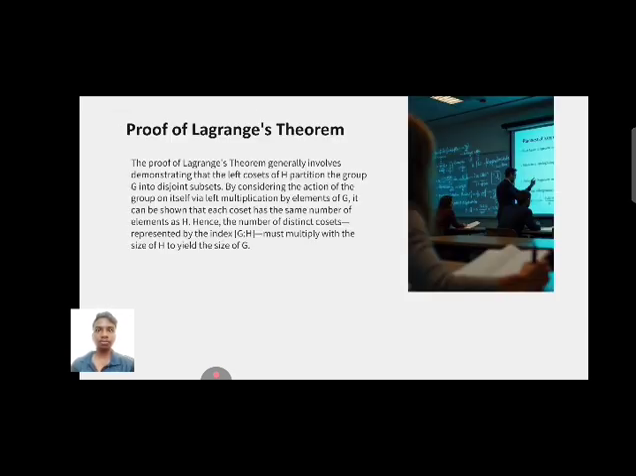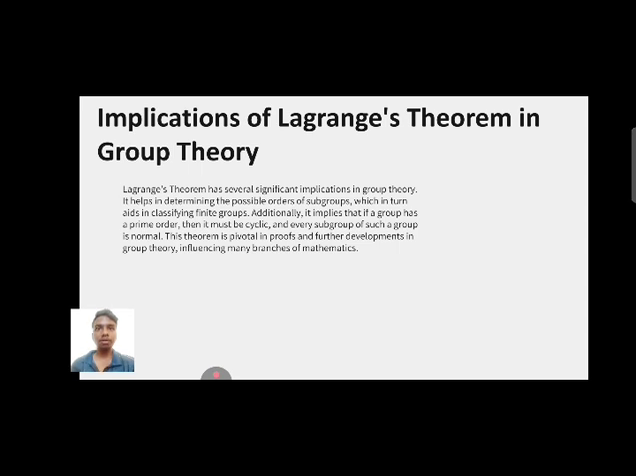Proof of Lagrange's theorem. The proof of Lagrange's theorem generally involves demonstrating that the left cosets of H partition the group G into distinct subsets by considering the action of the group on itself, via left multiplication by elements of G. It can be shown that each coset has the same number of elements as H. Hence, the number of distinct cosets, represented by the index [G:H], must multiply with the size of H to yield the size of G. Implications of Lagrange's theorem in group theory.